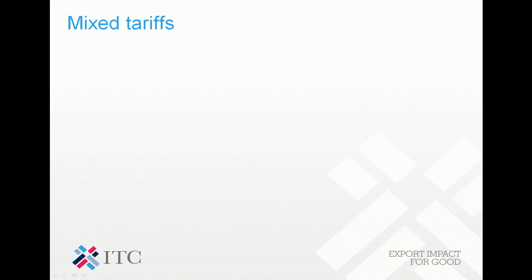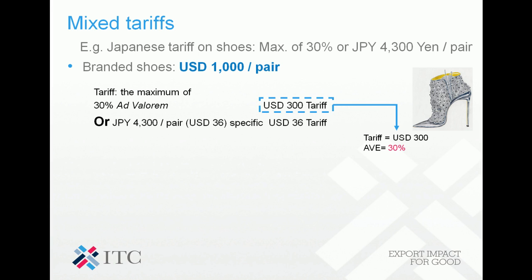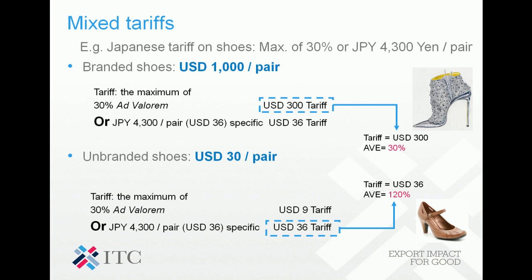Another example for mixed tariffs is shoe exports to Japan. There, the import tariff is the maximum of 30% or 4,300 Japanese yen per pair, which is $36. Thus, for relatively expensive shoes, where a pair costs around $1,000, the ad valorem tariff of 30% is applied, as 30% of $1,000 is $300 and larger than $36. For relatively cheap shoes, however, rather the specific part of the tariff is applied. For unbranded shoes worth $30, for example, a 30% ad valorem tariff would translate to $9 being paid, which is less than $36. This is why in this case a tariff of $36 would be charged, which is an ad valorem equivalent of 120%.